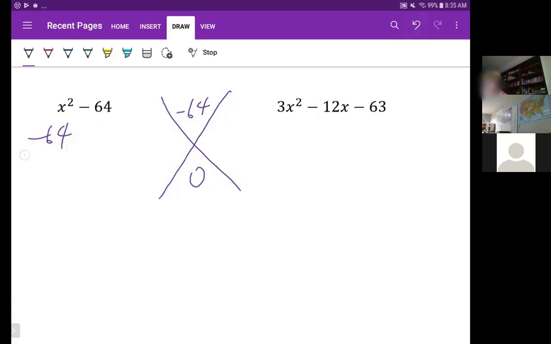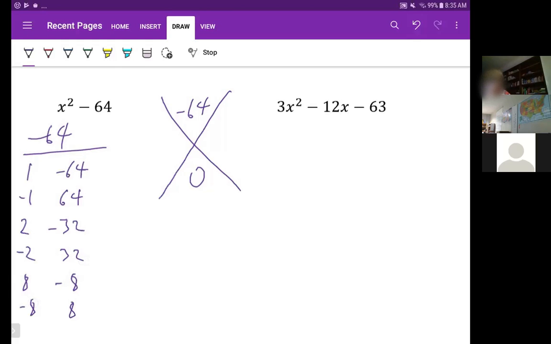Okay, this is where you have a little bit more you have to look at. So you have 1 and negative 64. You also have negative 1 and positive 64. You have 2 and negative 32. You have negative 2 and positive 32. And then you can do 8 and negative 8. You can do negative 8 and 8. So which one of these add up to 0?